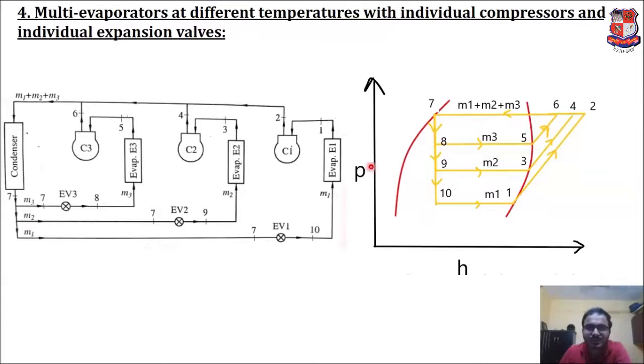And you can see that all three compressors are working on the same discharge pressure. And then there is a mixing of point number 2, point number 4 and point number 6. So 2, 4 and 6 are mixed together and then taken into the condenser, and the same cycle repeats.